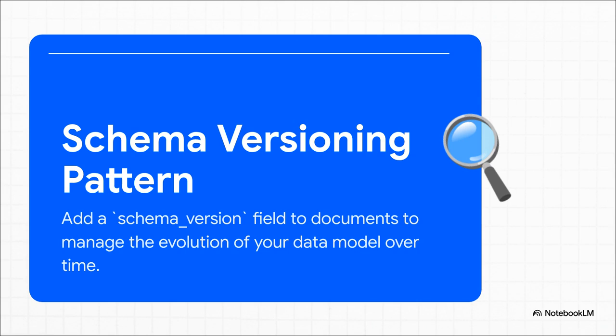And finally, a really practical tip. As your application evolves, your schema will too. It's just inevitable. A fantastic pattern to manage this change is schema versioning. By simply adding a schema version field to your documents, your application can intelligently handle older document structures and migrate them over time without anything breaking.